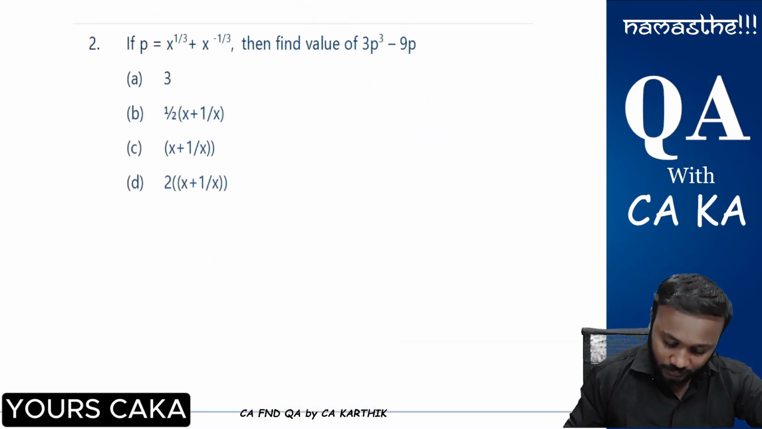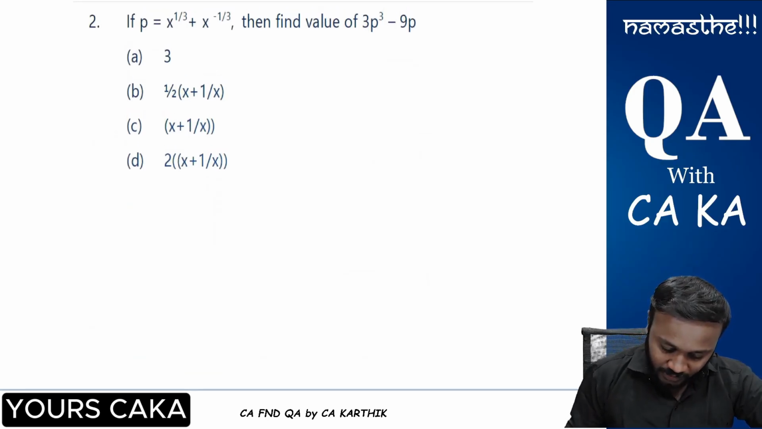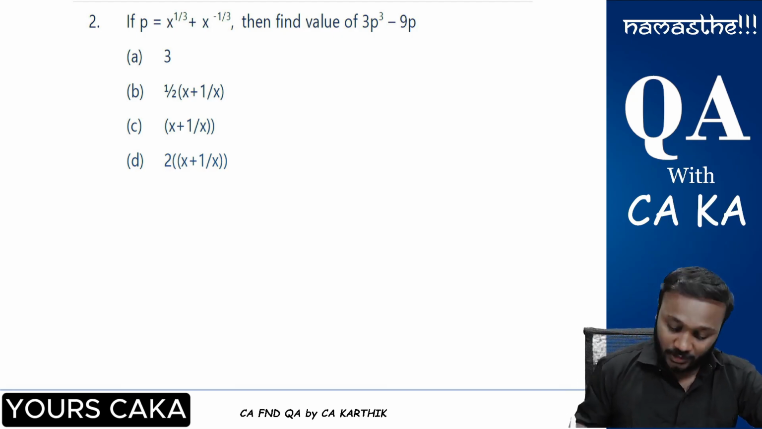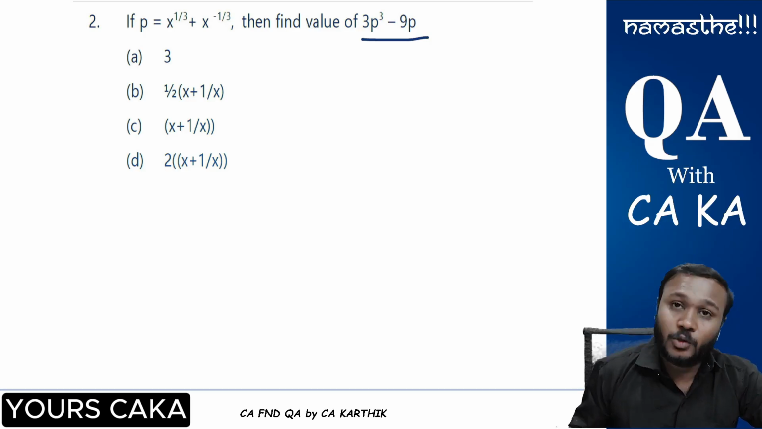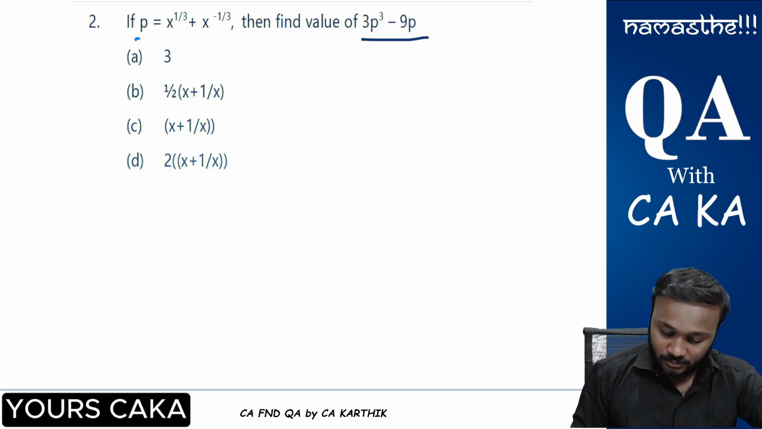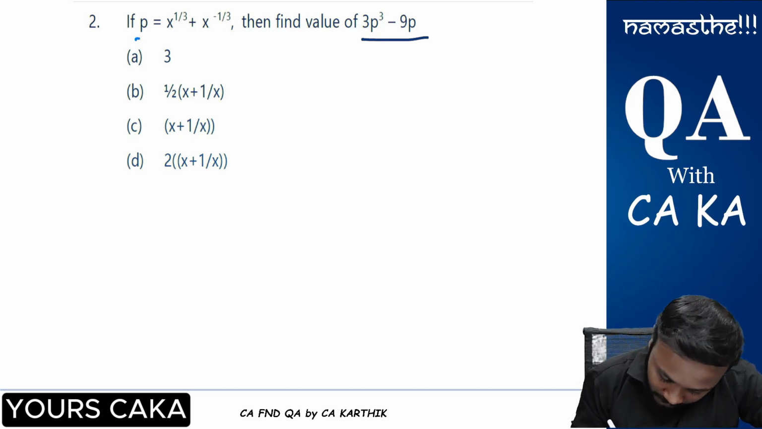Let's solve the second question. If p is equal to x power 1 by 3 plus x power minus 1 by 3, then find the value of 3p cube minus 9p. So you need to find out 3p cube minus 9p. They have given you the p value. So you want to substitute here? No, sir. Let's take the values first.